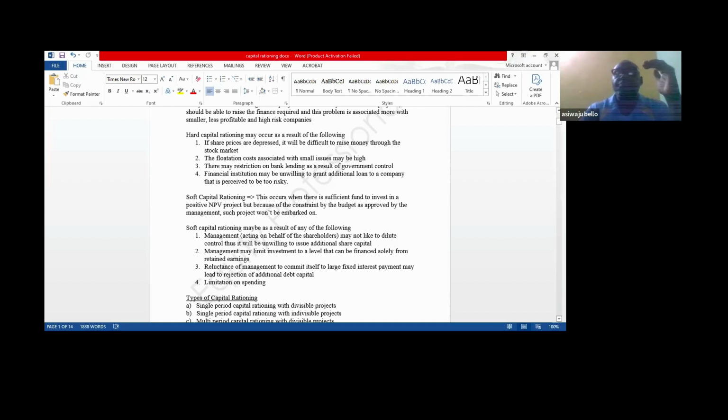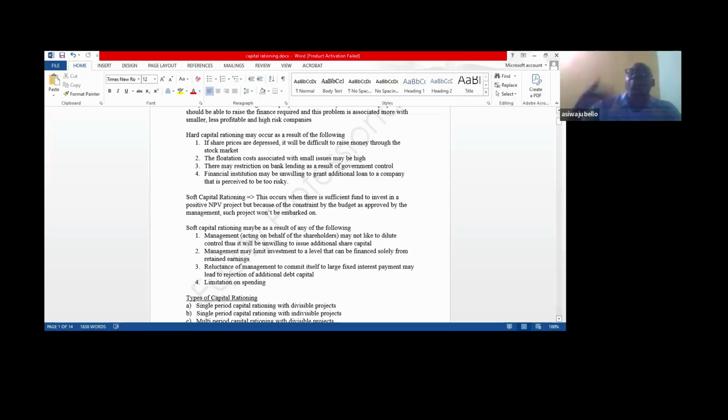That means once you have gotten to the budget level, even if you have a viable project, management said you must not spend more than 500 million on capital projects. That means management has given you a ceiling, amounts to be invested on capital projects.